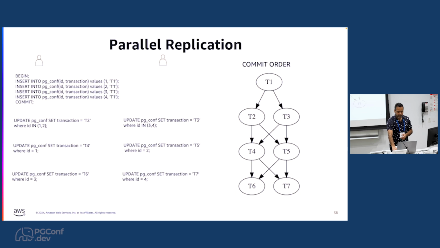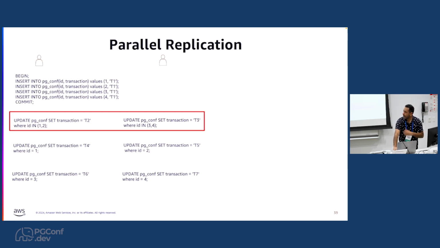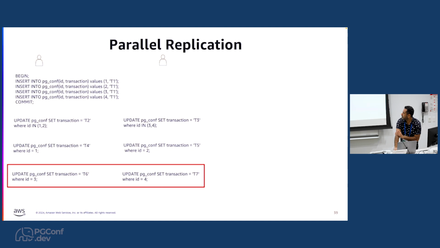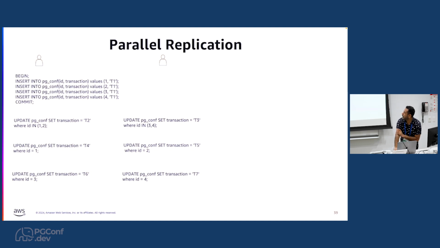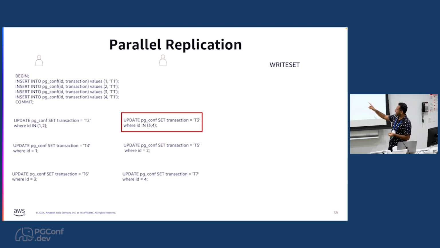Now we'll look at the same example using write set, which can actually provide even faster replication in some cases. So the same transactions again: user 1 and user 2 inserted the 4 rows and then ran those updates that we talked about, part of the same group commit. Now I want to talk about the dependencies here. Transaction T2 has a dependency on T1 because they're modifying rows 1 and 2. Transaction T3 also has a dependency on T1 because they're both modifying rows 3 and 4.